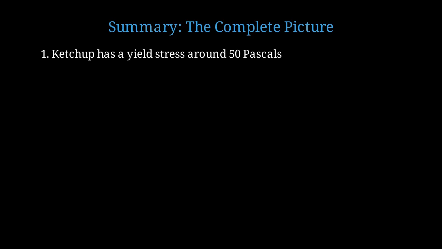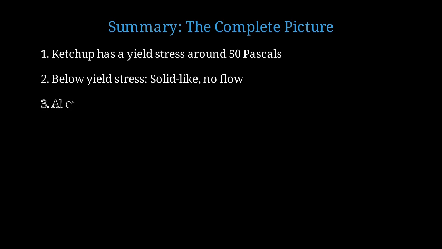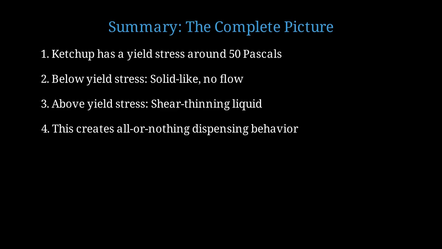Let me now synthesize everything we've learned into a complete physical picture of ketchup's behavior. First, ketchup has a yield stress of approximately 50 pascals arising from its complex microstructure of particles and polymers. Below this threshold, ketchup behaves as a solid and will not flow, no matter how long you wait. Above the yield stress, it flows as a shear-thinning liquid, with viscosity decreasing dramatically as shear rate increases. This combination of yield stress and shear thinning creates the characteristic all-or-nothing dispensing behavior that makes ketchup frustrating.